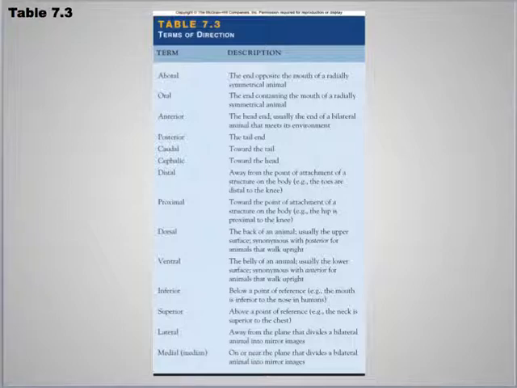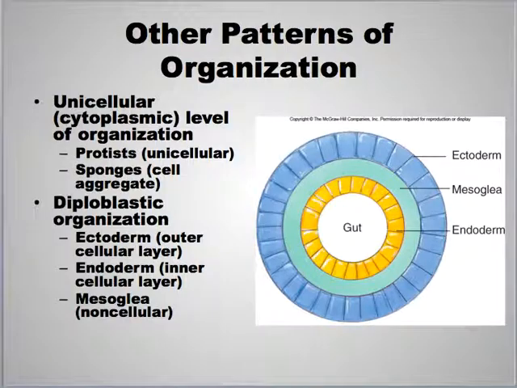Okay, other patterns of organization. The important thing to point out here is that you can have unicellular organisms like protists, and sponges at some points in their life. More commonly, you can have diploblastic organization, which means that there's an ectoderm, an endoderm, and then there's a mesoglea, which is actually non-cellular. Okay?